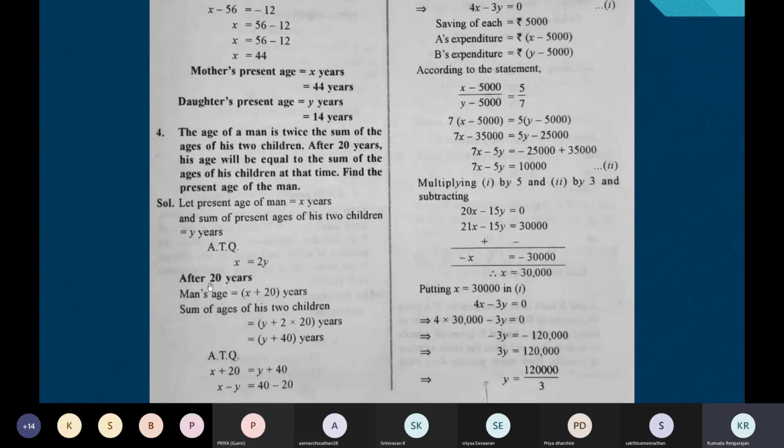If you're finding their ages after 20 years, and supposing in Y there are 3 children, you must add 20 three times because each of their ages will increase by 20 years. So Y plus 20 plus 20 plus 20.